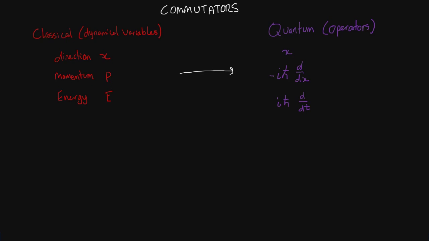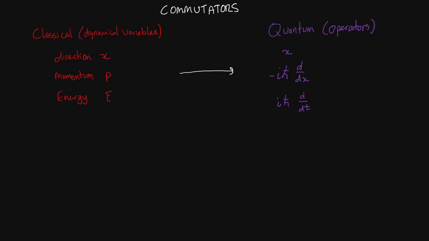H bar is reduced Planck's constant, which is simply h over 2 pi, and d over dx is obviously the derivative with respect to x. Also, the energy E moves over to i h bar d over dt. So now that we have established a relationship between them, we can get into more of the details about what they are and what they mean. So to do this, we'll illustrate it through a basic example.